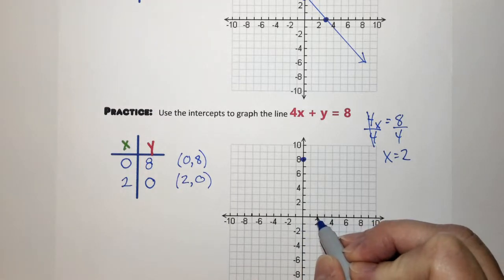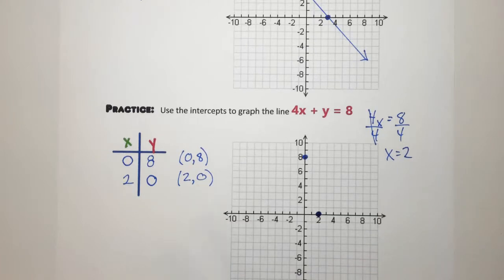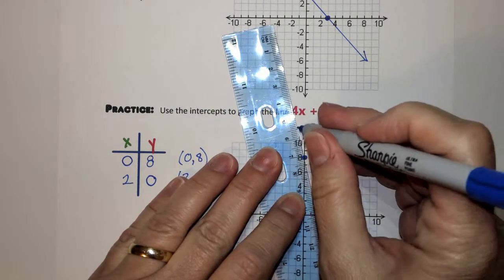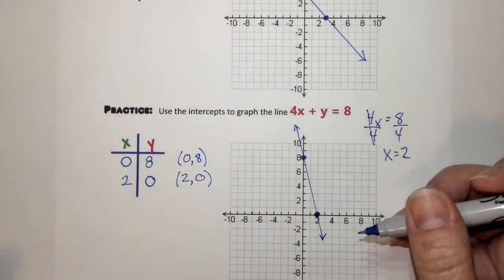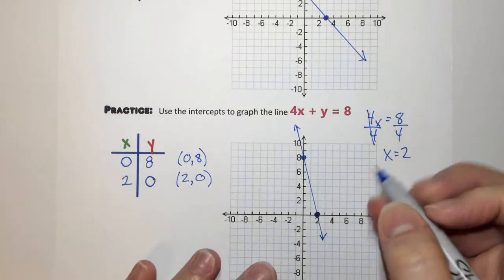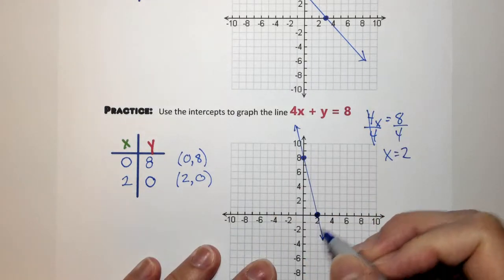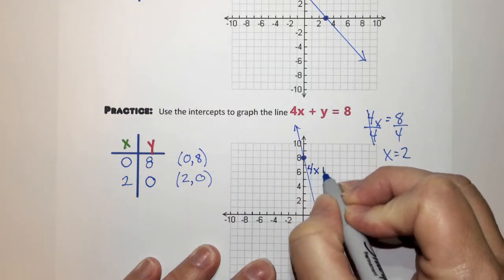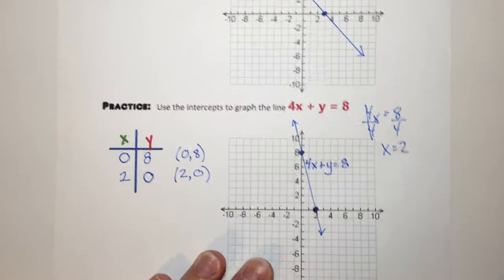When x is 2, y is 0. There we go. Use a ruler, connect the dots, draw your line, arrows on the end, and you're done. And incidentally, one thing to note is that oftentimes when people are drawing a line and they know the equation for it, they'll just write the equation next to it. This is the line for x plus y equals 8. I won't be very picky about that, but I did just want to let you know. Okay, next page.